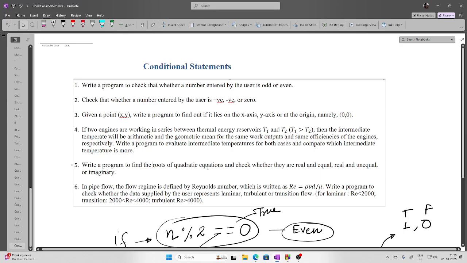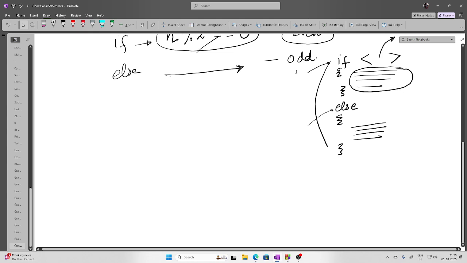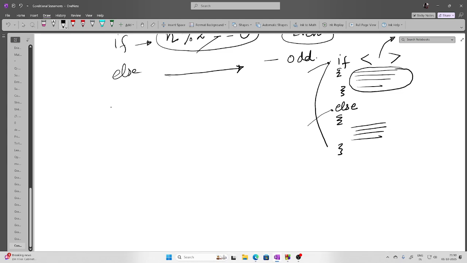Now let us head to the second problem. It says check whether a number entered by the user is positive, negative or zero. Now look, if the number is positive, write it is positive. Else, if the number is not positive, then it has to be either 0 or negative.